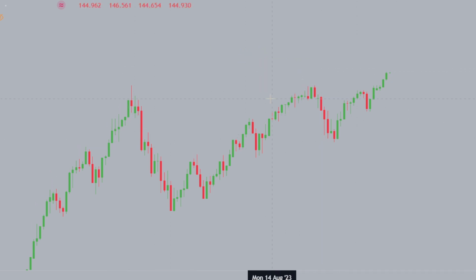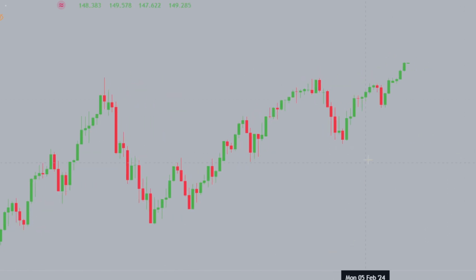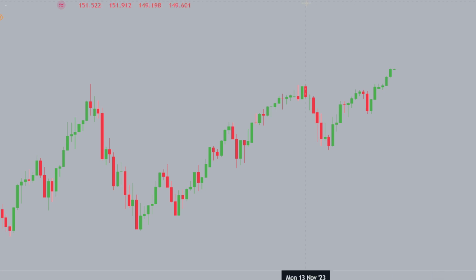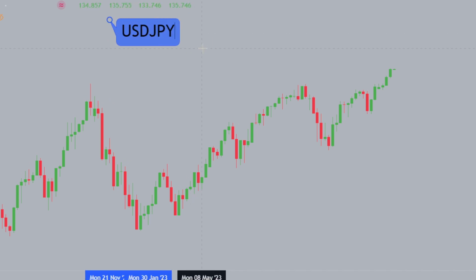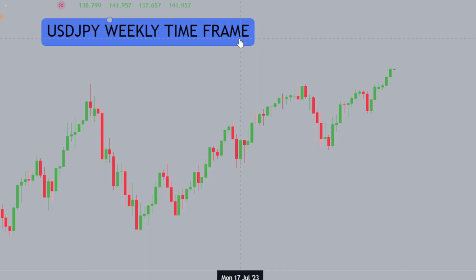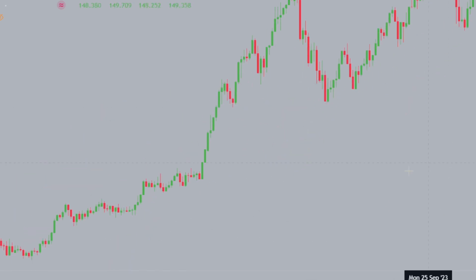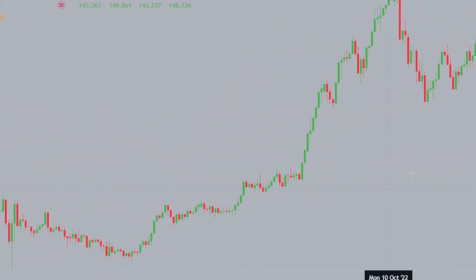So here we have the euro yen to kick things off. This is the weekly time frame of the euro. This is the USDJPY pair, and this is the weekly time frame. We started here on the weekly time frame, and we're going to be going over a quick higher time frame outlook. There isn't much really going on the USDJPY, simply because we've been bullish on the weekly time frame for a very long time.